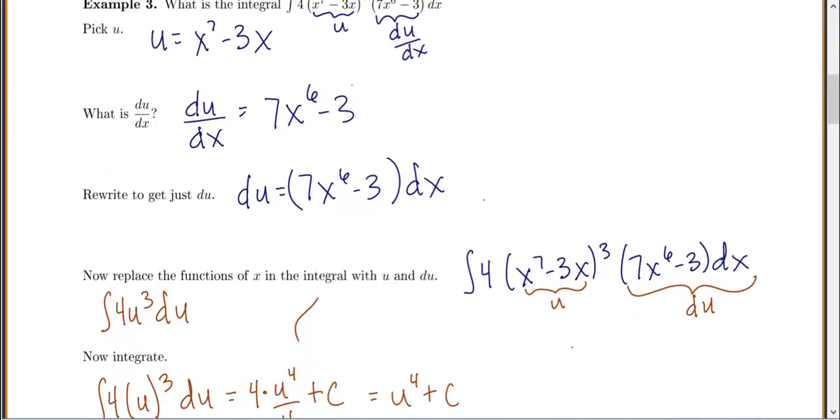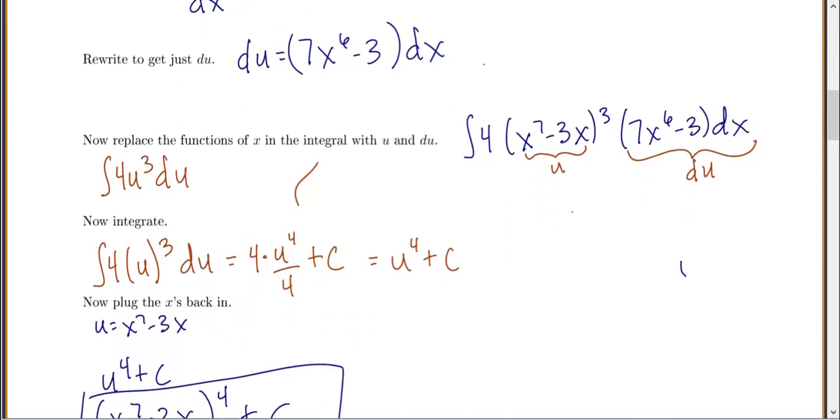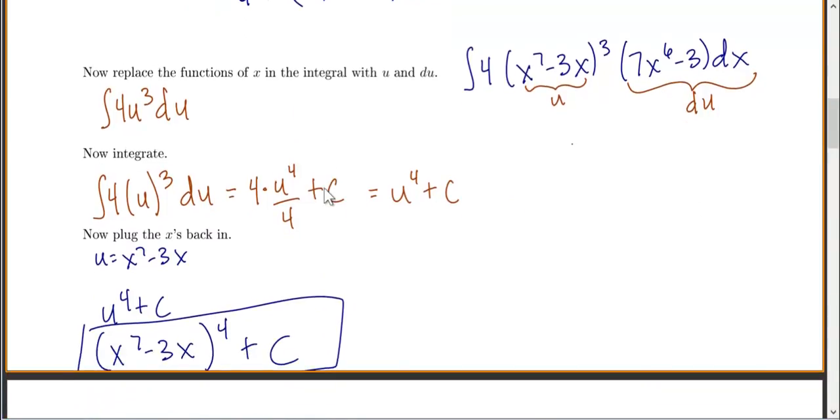So what did I do? I picked a u, I took the derivative, I found du, I replaced my x's in my original function with u's and du's, took the integral that was now much simpler, and in the very end I put my x's back in instead of u's.